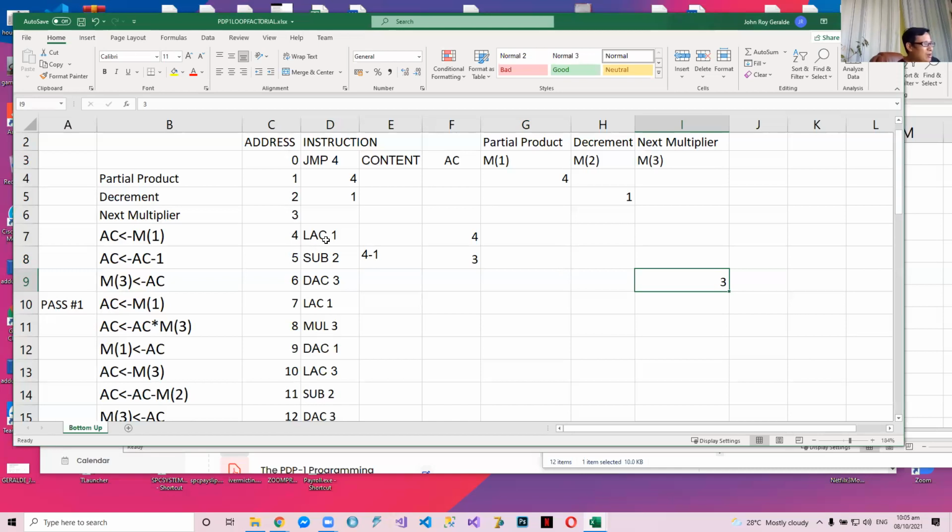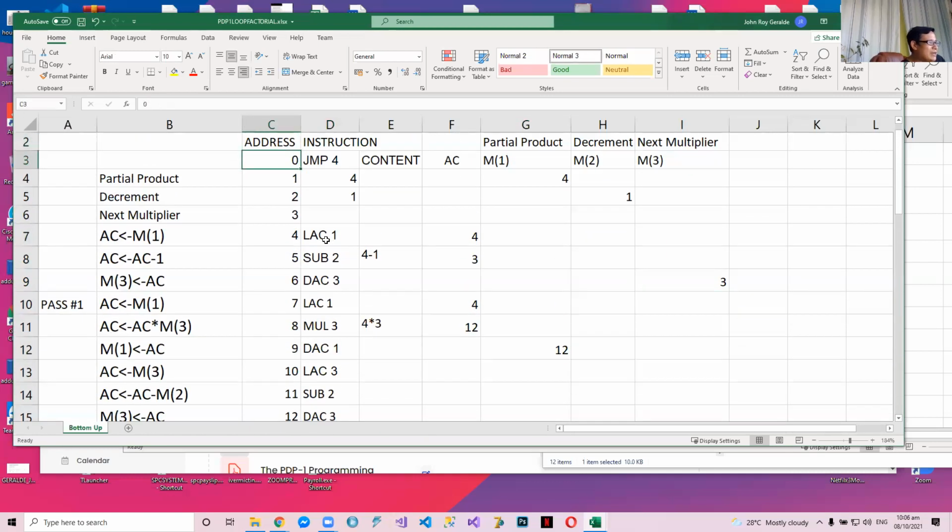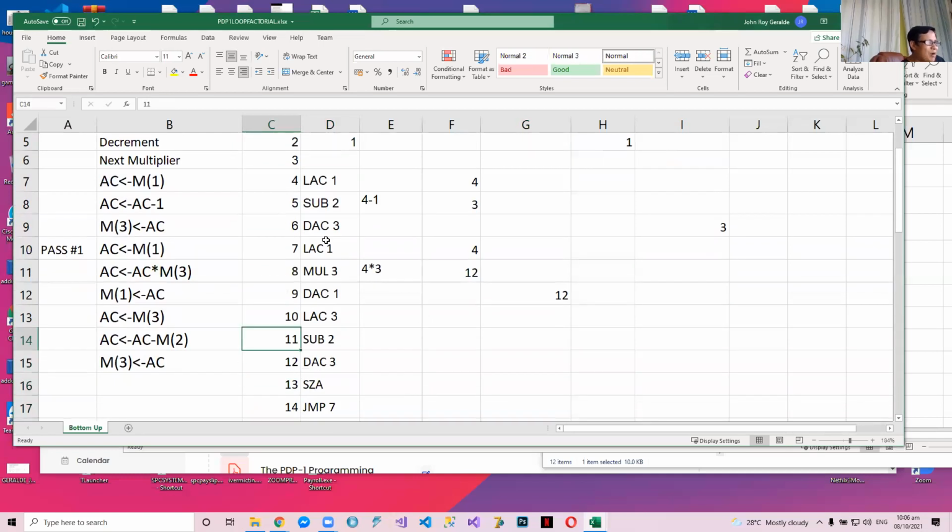So LAC 1, the accumulator is now loaded with 1, so this becomes 4. And then mul 3, so this becomes 4 times the contents of M of 3, which is currently 3. So the accumulator becomes 12. Okay, DAC 1, so now deposit this to 1, so this becomes 12. Do you follow? So the micro instructions are the same, and you notice there's no longer a left and a right. Our addressing is now in sequence from 0 upwards.